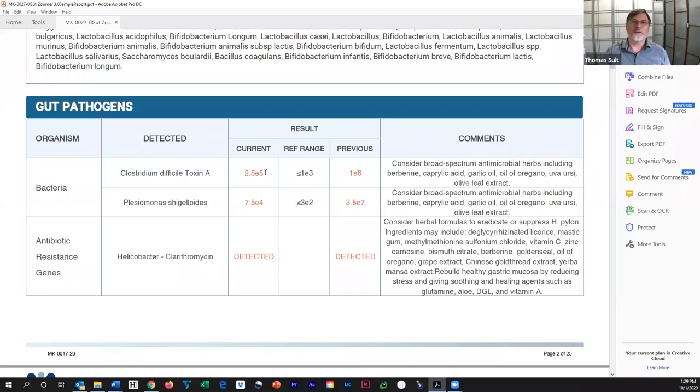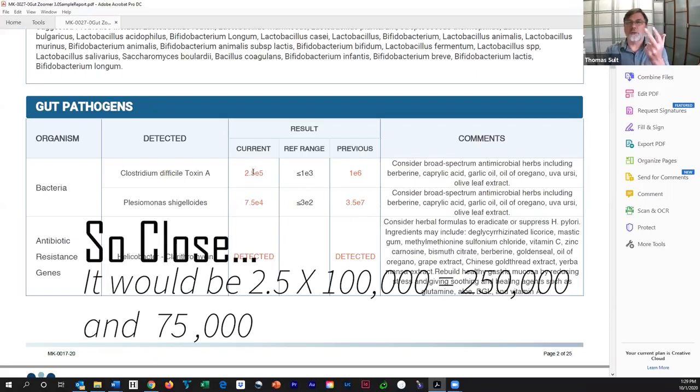So 10 to the 5th is a 1 with 5 zeros after it. So this is 2, 5, 0, 0, 0, 0, 0. So that's how you would write that out. And this is 7, 5, 0, 0, 0, 0, 4 zeros, and so on. So the reference range is here.